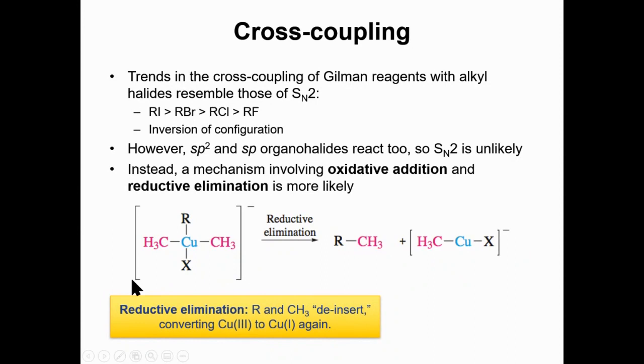Then in the second step, the two organic groups on the copper combine and basically release the hydrocarbon. At the same time, you get alkyl copper halide as a product. So in this step, the oxidation state of copper decreases. And actually, you can also look at it as eliminating the two groups from this intermediate. So this step is called reductive elimination.